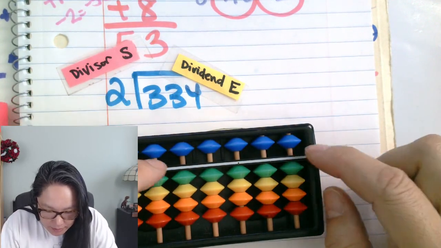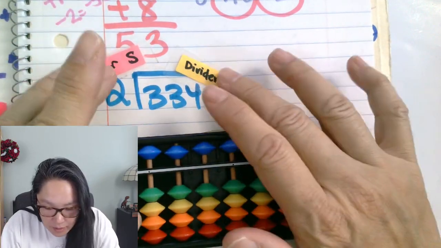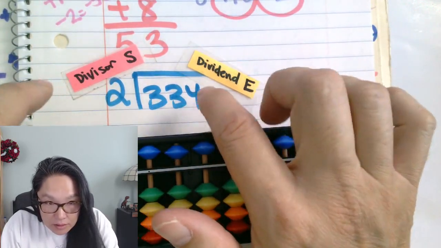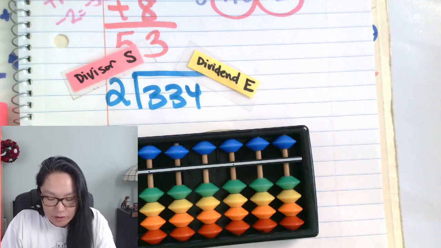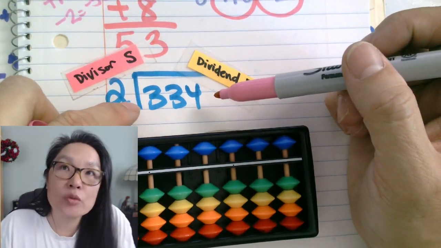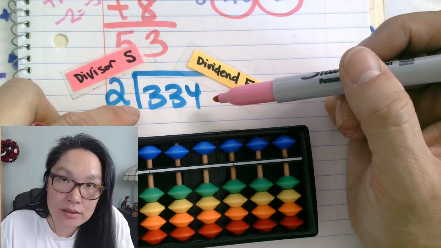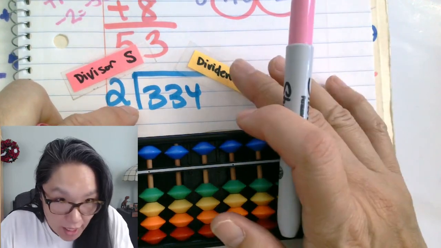Let's see. Yes, it should be big enough. Okay, so we have our dividend and our divisor. To do our dividend, we need to have a conversation. If you remember in multiplication, we added our digits. In division, we need to subtract our digits.